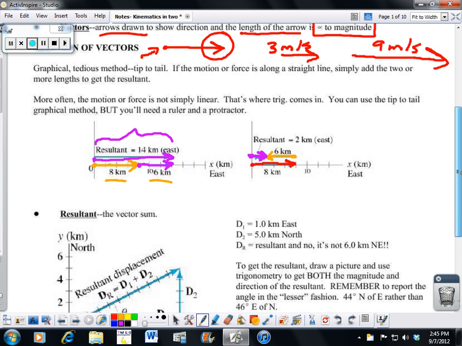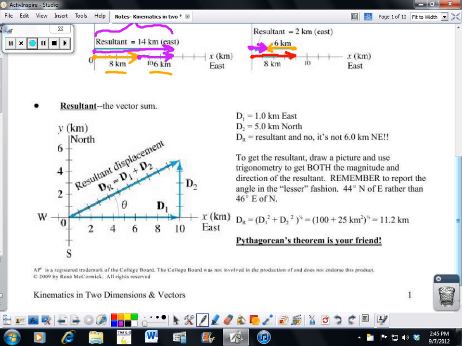Now, how do you find, however, the resultant when you're in more than one dimension? Well, let's start off with a relatively easy case.